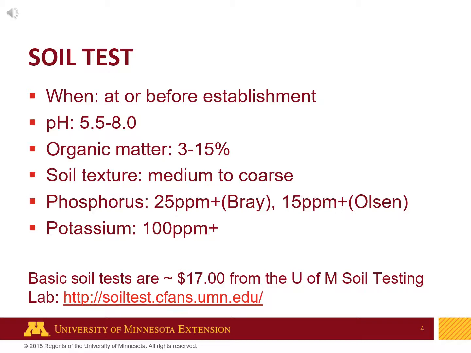Depending on the soil, the laboratory will choose to use either the Bray or Olsen procedures for determining the concentration of phosphorus in solution. Recommended sufficiency levels for turf maintenance are 25 parts per million using Bray and 15 parts per million phosphorus using Olsen. The potassium sufficiency level is typically around 100 parts per million. Each of the above is generally included in a soil testing laboratory's basic soil test. The University of Minnesota Soil Testing Laboratory charges approximately $17 for a basic soil test.